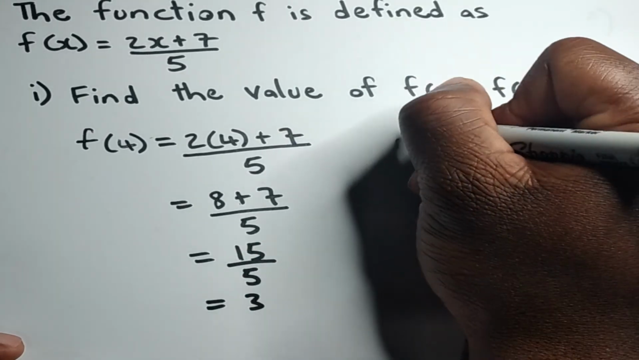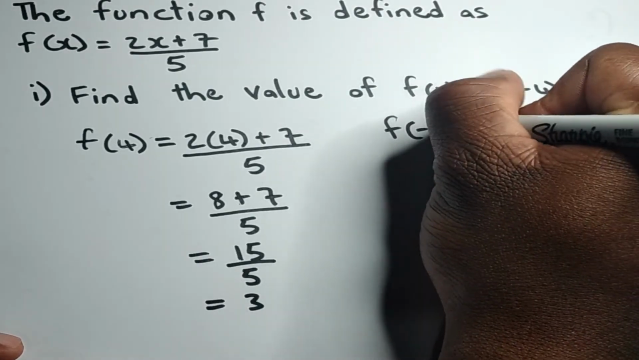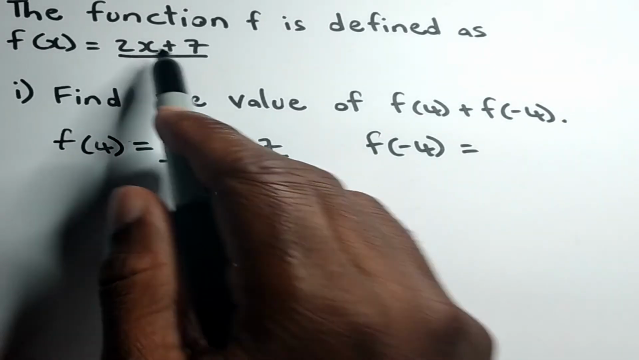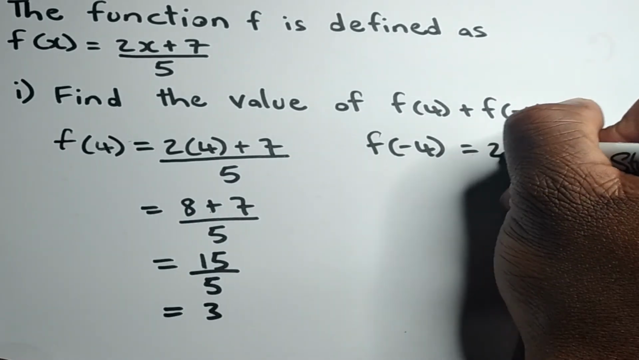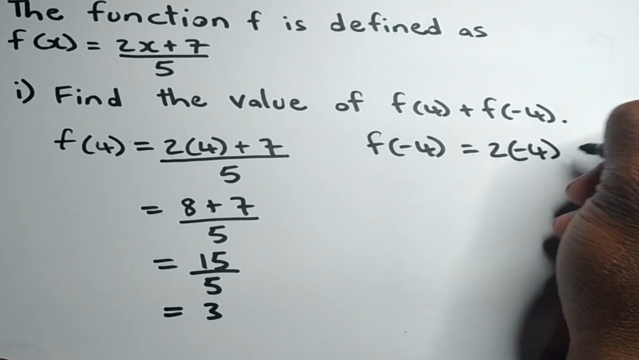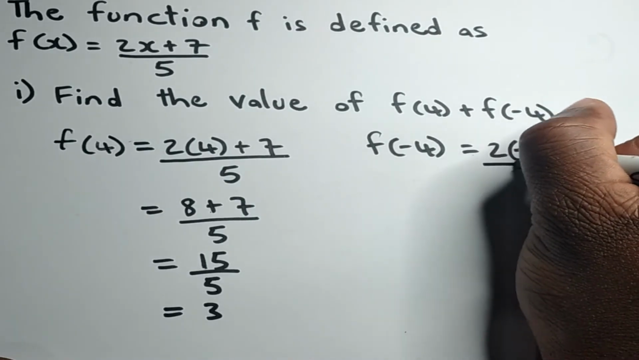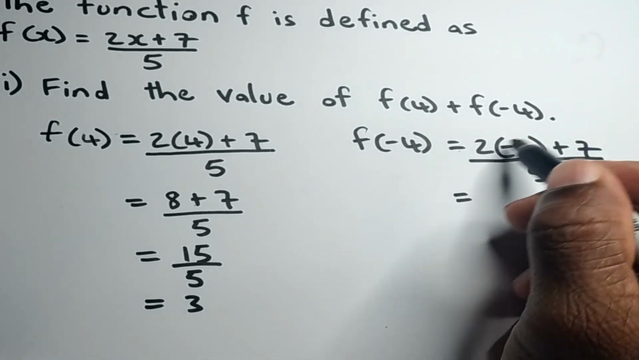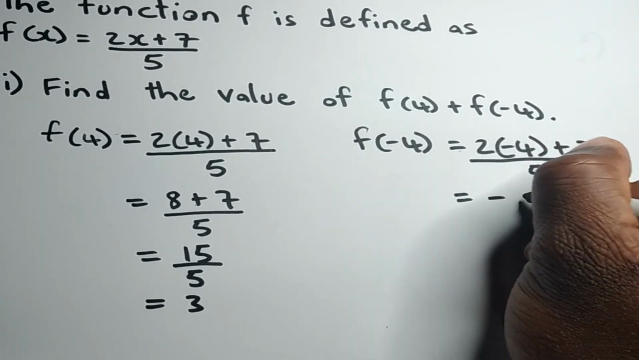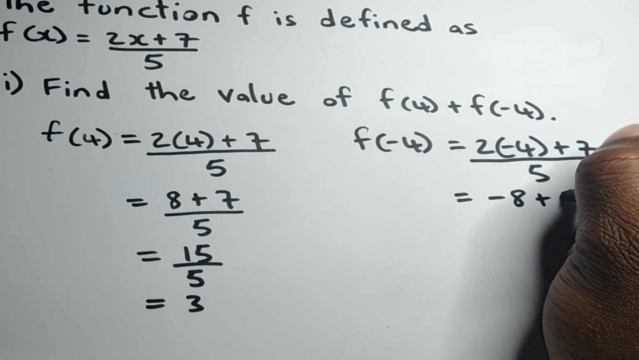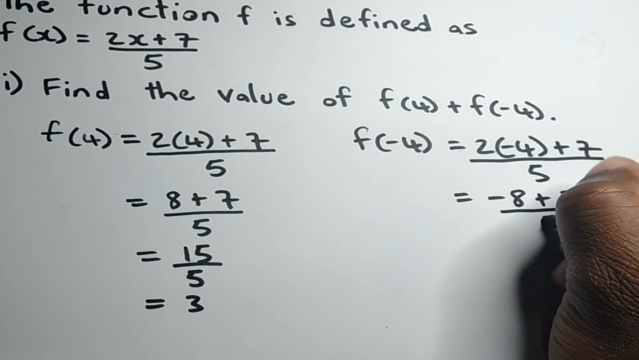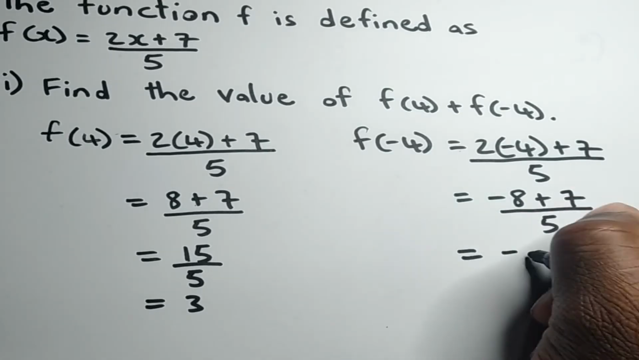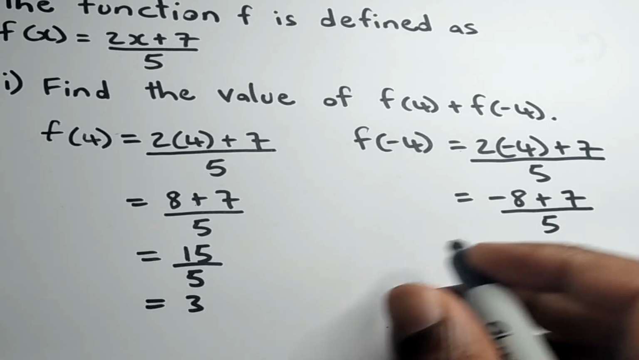Now we are going to sub the negative 4 into the same function. Wherever we have x, we replace the x with negative 4. So we'll have 2 and negative 4 in brackets, plus 7 over the 5 down here. This is the same thing as 2 times negative 4, that's negative 8, plus 7 over 5. Negative 8 plus 7 is negative 1 over 5.